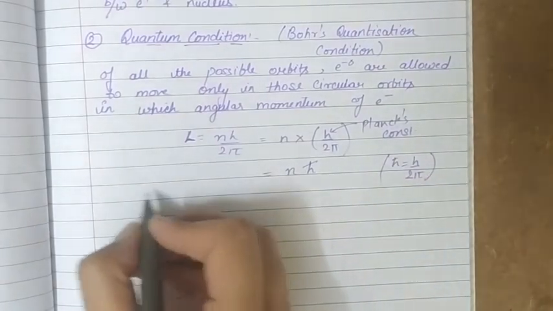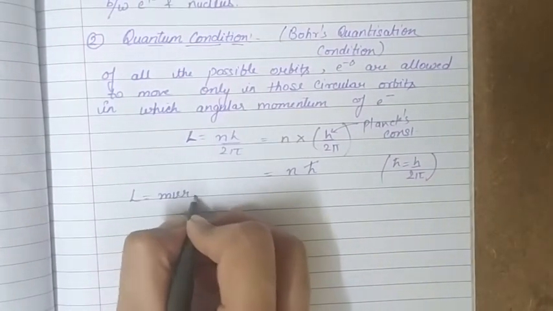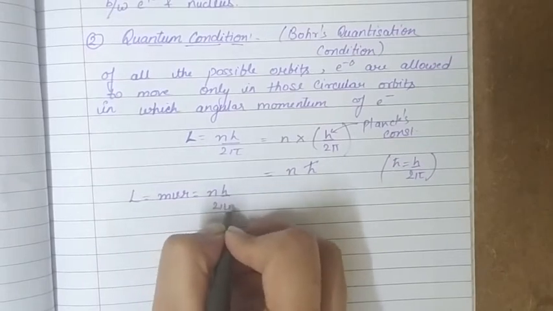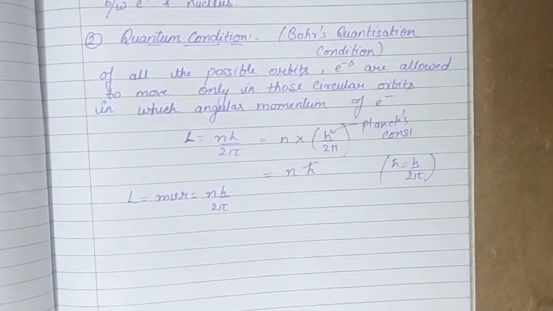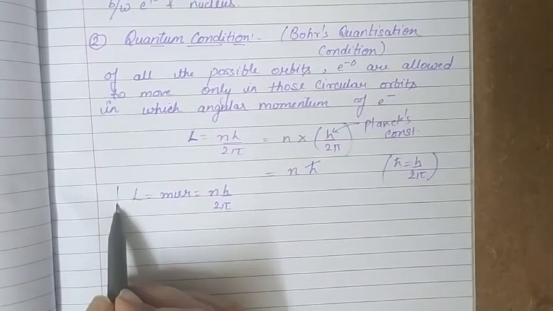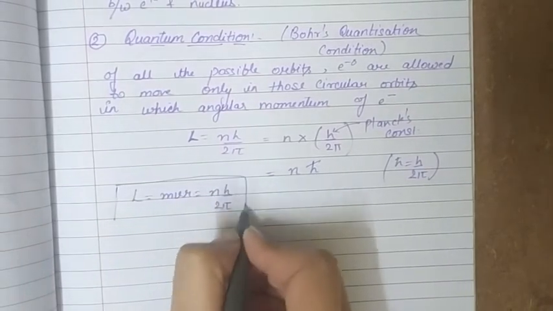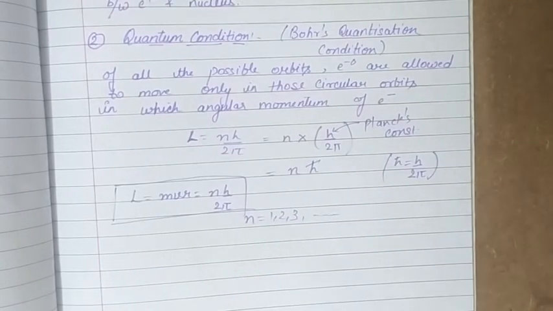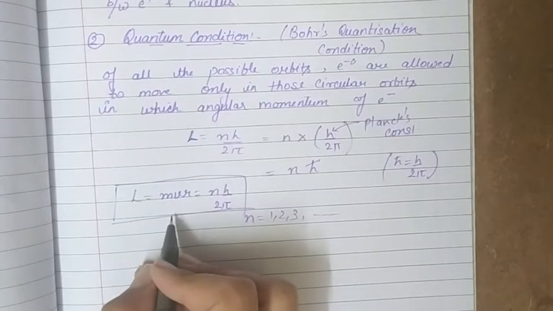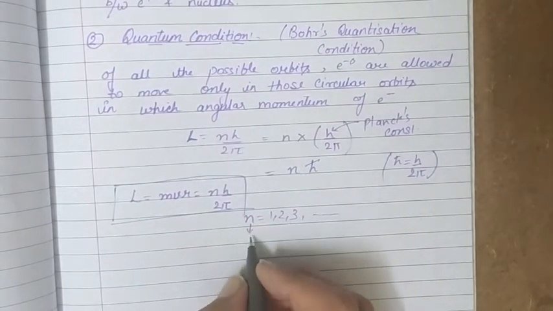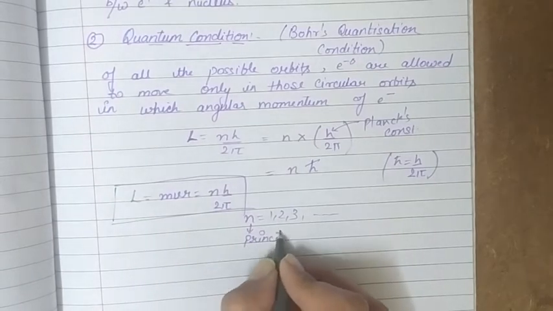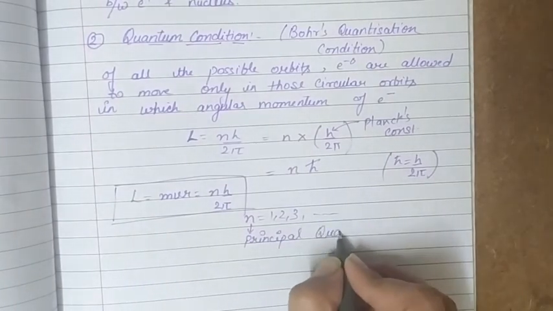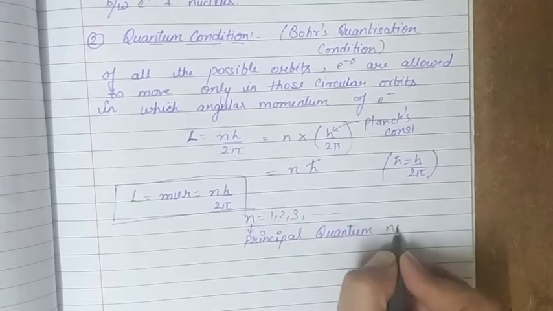So the angular momentum, which is equal to m v r, should equal n h upon 2 pi according to Bohr's quantization condition. The electron will revolve only in those orbits in which the angular momentum L is equal to n h upon 2 pi, where n is equal to 1, 2, 3 and so on. That means an integral multiple of h upon 2 pi, and this is called Bohr's quantization condition. The value n is called the principal quantum number, right?